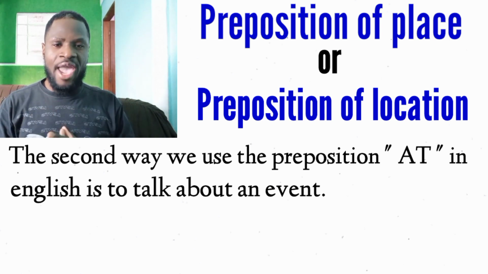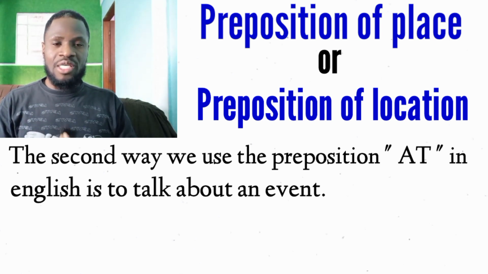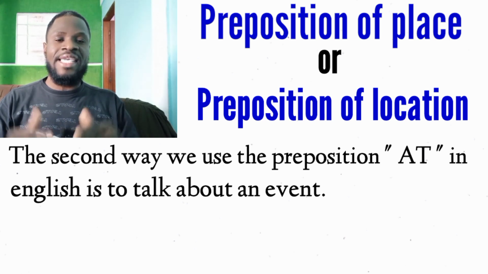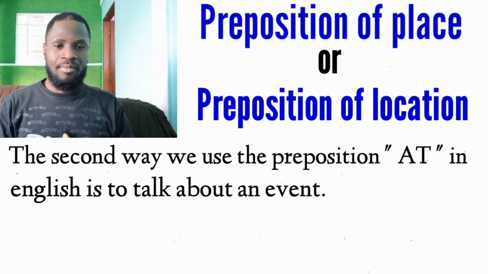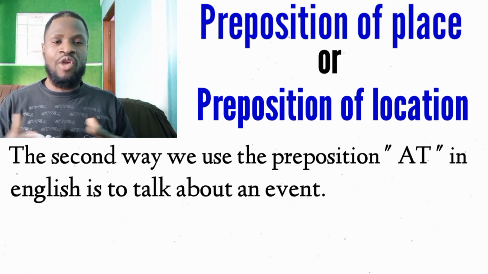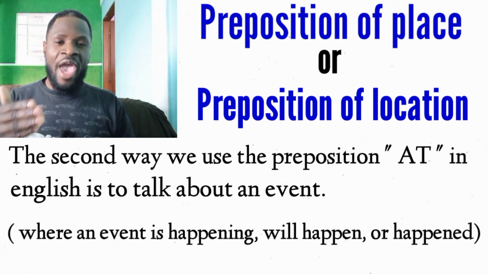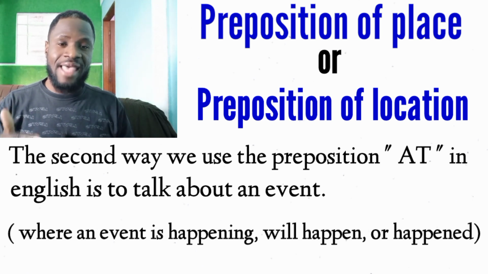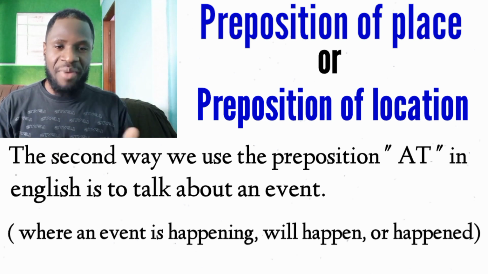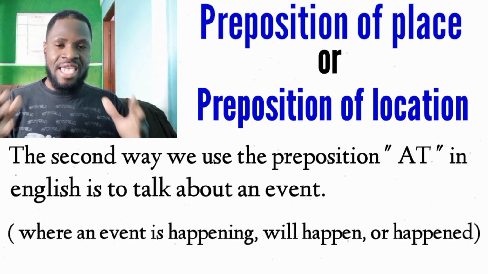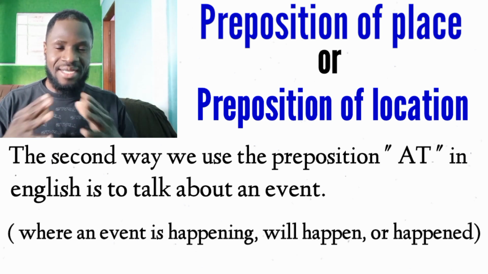The second way we use the preposition at in English is to talk about an event. The second way we use the preposition at is to talk about where an event is happening, where an event will happen, or where an event happened.